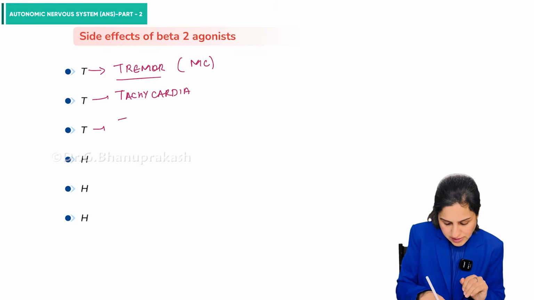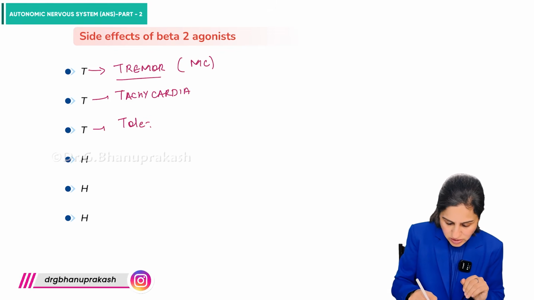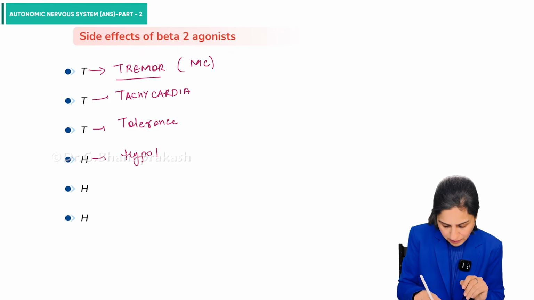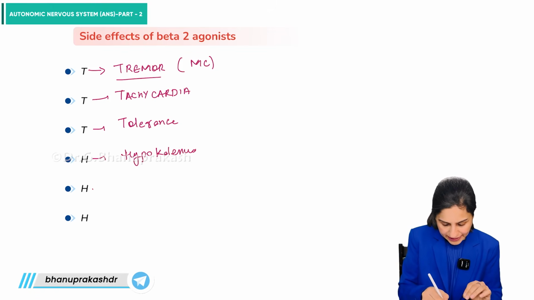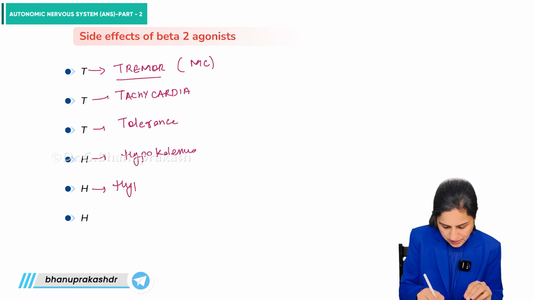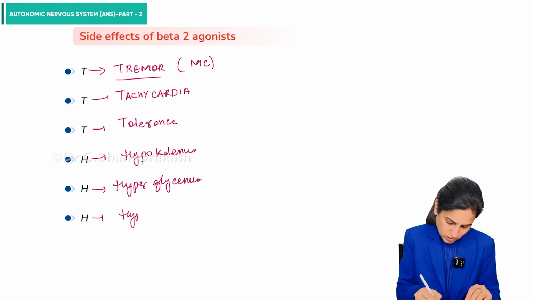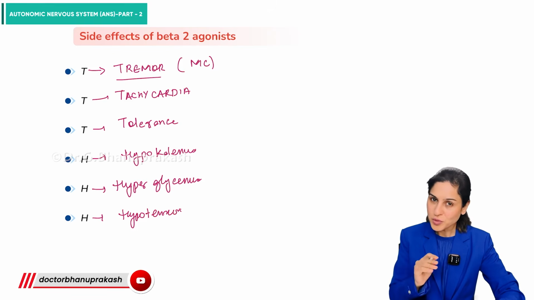Then the third one is that when you give it for a long period of time, the patient will develop tolerance to this. H stands for, one is hypokalemia. That's why this is used in case of hyperkalemic periodic paralysis. Then it can also cause hyperglycemia, and beta 2 agonists can lead to hypotension. So these are the important side effects that you must know for the beta 2 agonists.